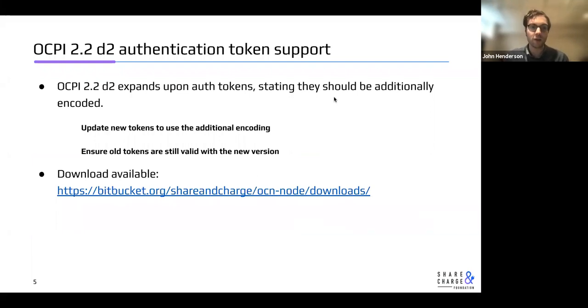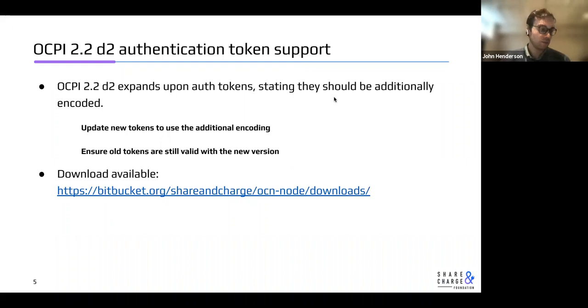So to move on now to the OCPI 2.2 D2 authentication token support, perhaps Adam, you can speak to this a bit more. But to start, this was a change in OCPI 2.2 D2 that involved the encoding of the auth token. So we now support this additional encoding in the OCN node, and it's backwards compatible. So old tokens are valid as well. The download is available on the OCN node downloads page, and we will push a Docker version of it soon.